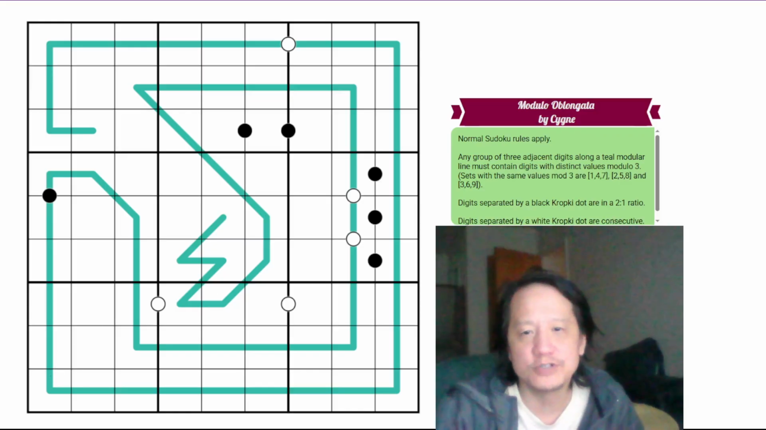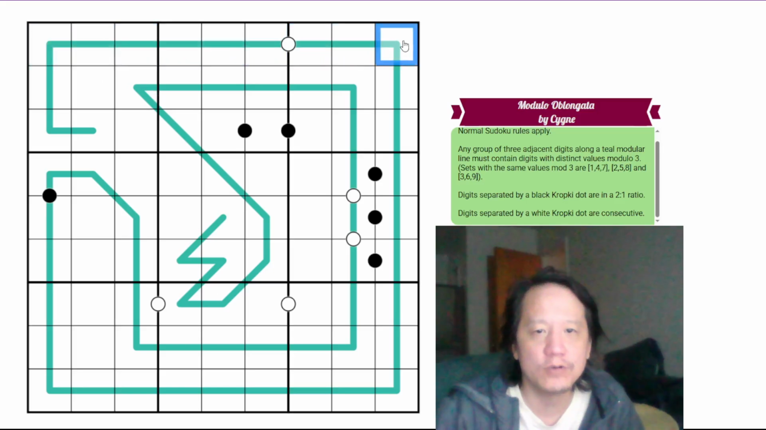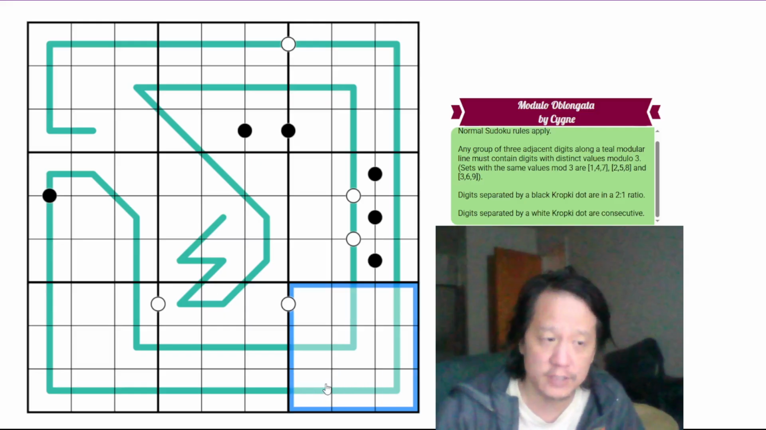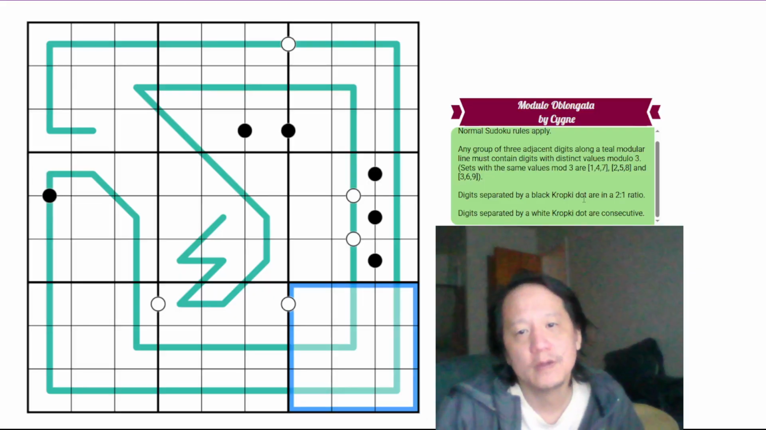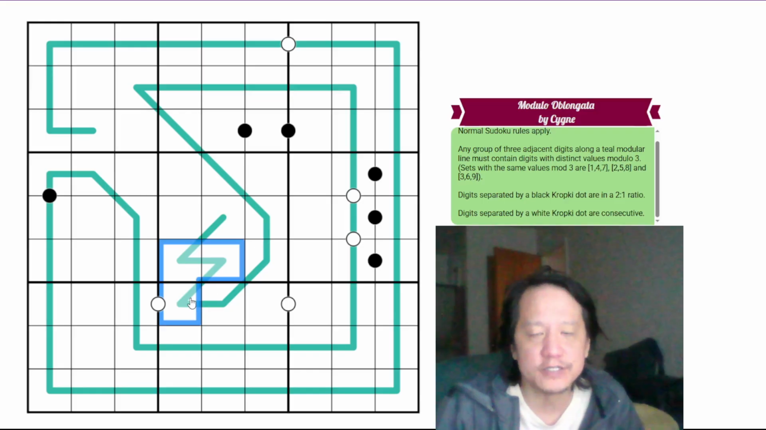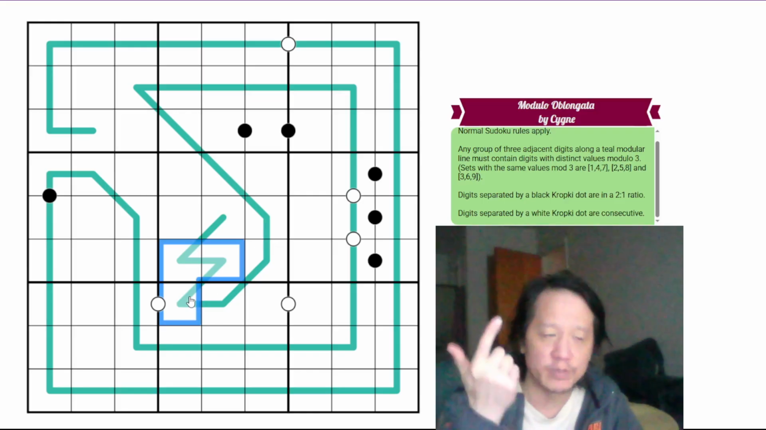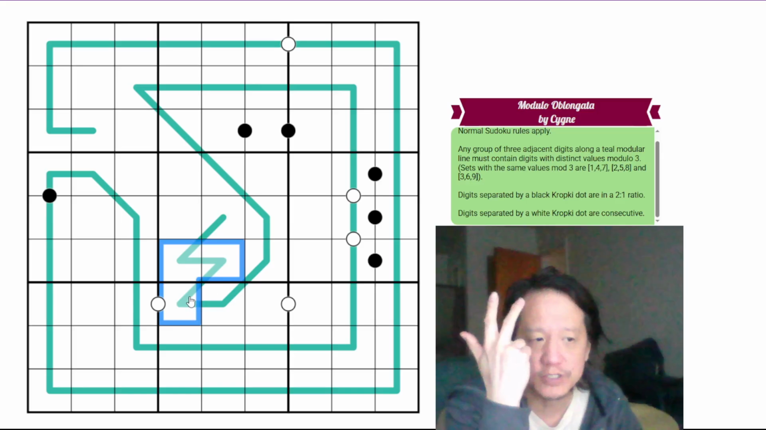Normal Sudoku rules apply, which means in every cell in the grid, place a single digit from 1 through 9 such that every row, column, and designated 9-cell region contains the digits 1 through 9 exactly once each. Any group of 3 adjacent digits along a teal modular line must contain digits with distinct values modulo 3. Sets with the same values mod 3 are 147, which is 1 mod 3, 258, which is 2 mod 3, and 369, which is 0 mod 3.